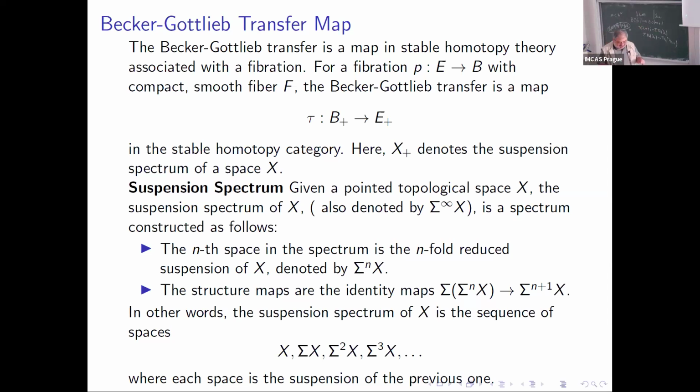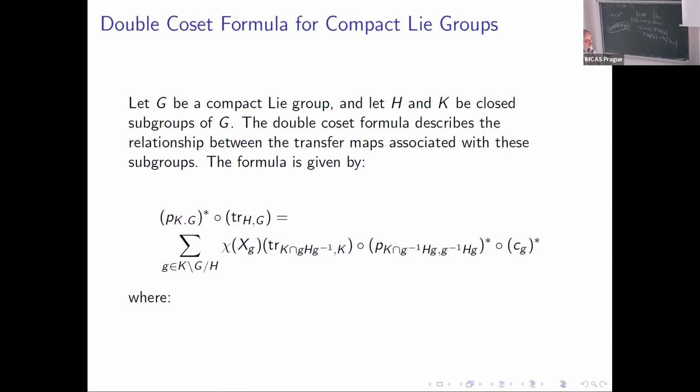I omit the definition because it's very complicated, but it has very nice formal properties, and we will play on these formal properties. There is no benefit from the definition for calculation. I tried many times, but no. Now, okay, we have the transfer, but how do we calculate? A very important role is played by the so-called double coset formula. This is a formulation for compact Lie groups. For finite groups it is easier, but we need this version. I found this in the original work of Mark Feshbach.